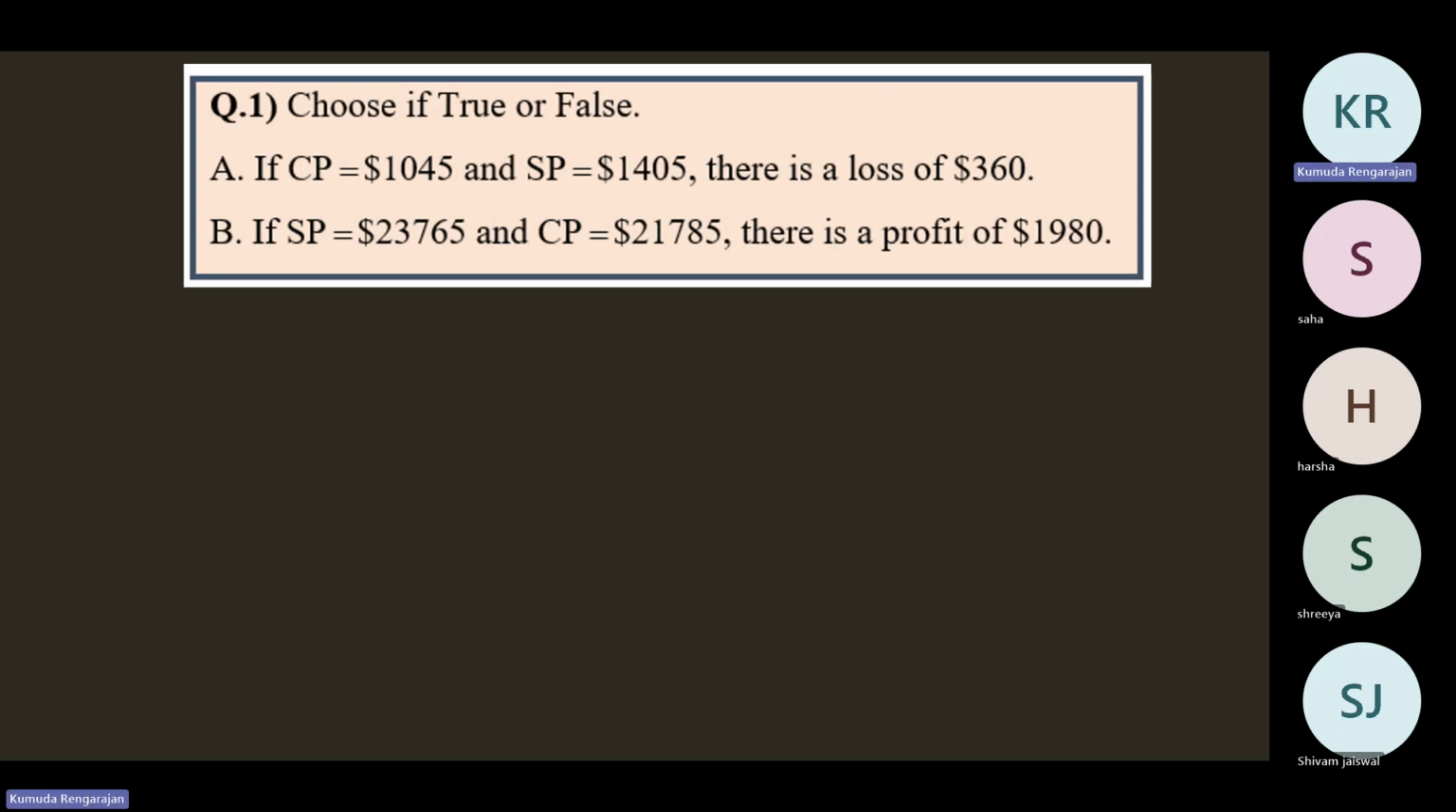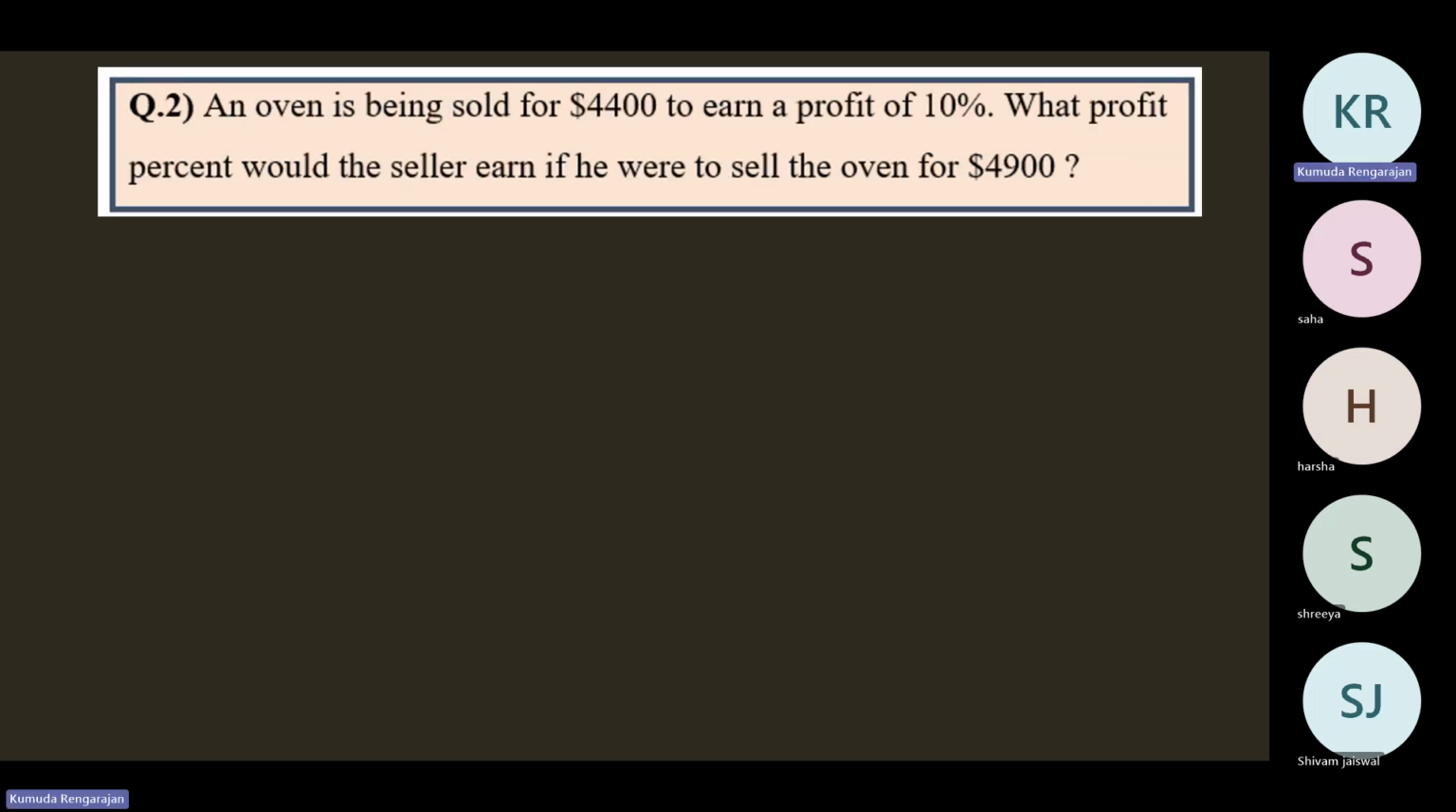This you can help yourself. Choose if true or false. An oven is being sold for 4,400 rupees to earn a profit of 10%. So is 4,400 CP or SP? SP. SP of the oven is equal to 4,400, because it's sold for. And the profit percent is equal to 10%.